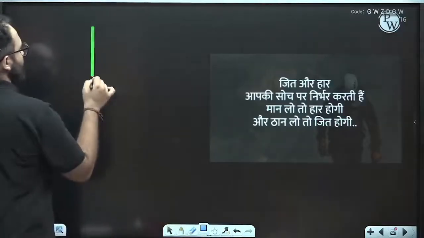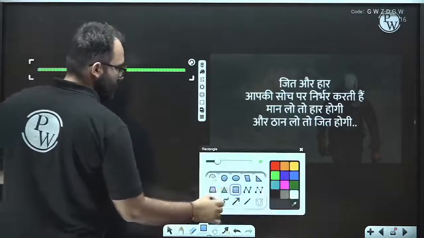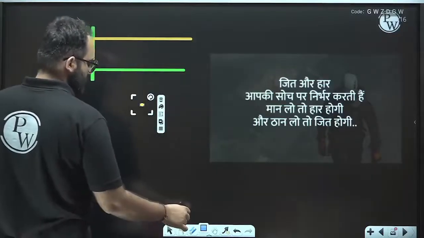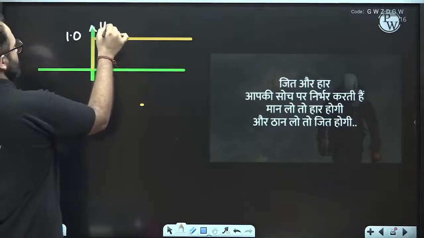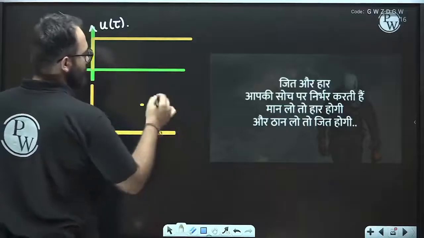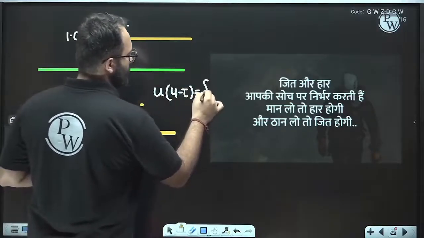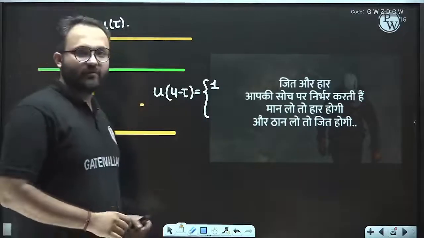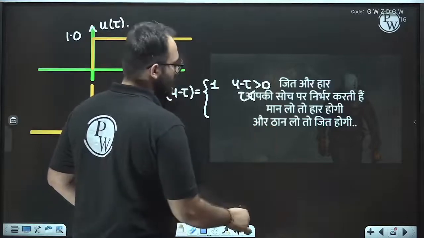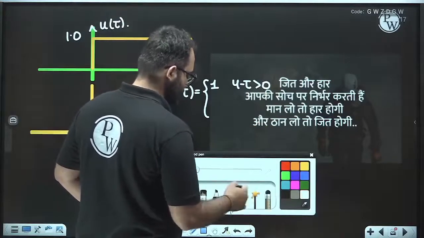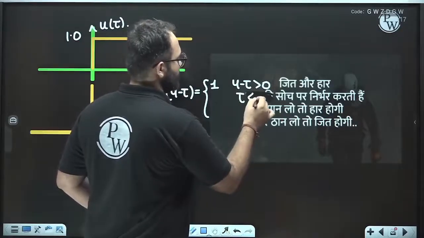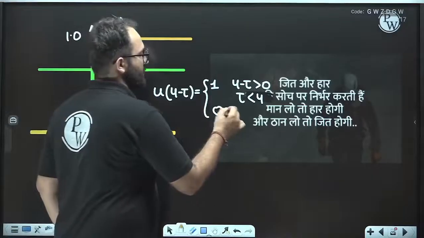So what is u tau? U tau is very simple, it is like this. This is u tau. Now what is u of 4 minus tau? We know the definition of u t, right? U of 4 minus tau will be equal to 1 where 4 minus tau is positive, or we can say tau less than 4. And it is 0 elsewhere, 0 for tau greater than 4.